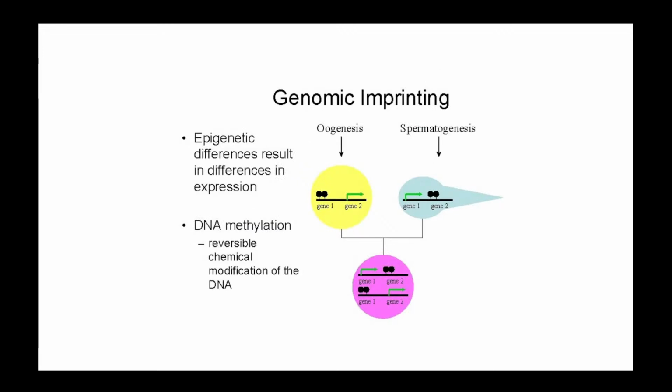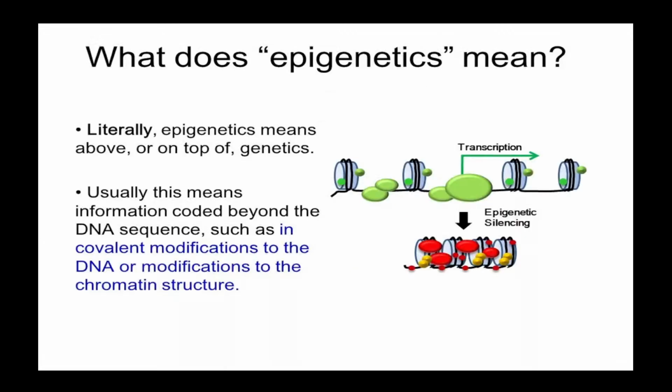So, genomic imprinting includes epigenetic differences that result in differences in expression and DNA methylation. This is a reversible chemical modification of DNA. Literally, epigenetic means above or on top of genetics. Usually this means information coded beyond the DNA sequence, such as in covalent modification to the DNA or modification to the chromatin structure.